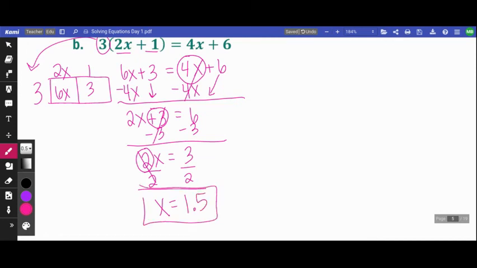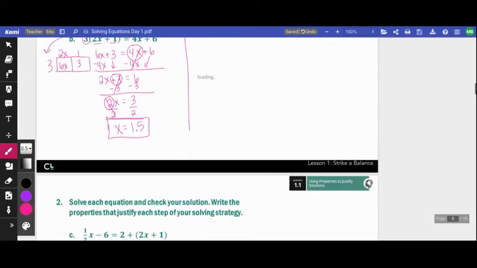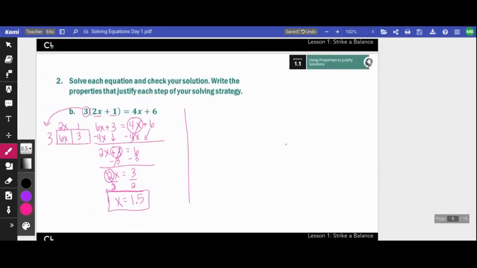Now, we do want to check our answer to make sure we did it correctly. So I'm going to plug x is 1.5 back into the original problem. So I have 3 times the set, 2 times 1.5 plus 1 is equal to 4 times 1.5 plus 6.